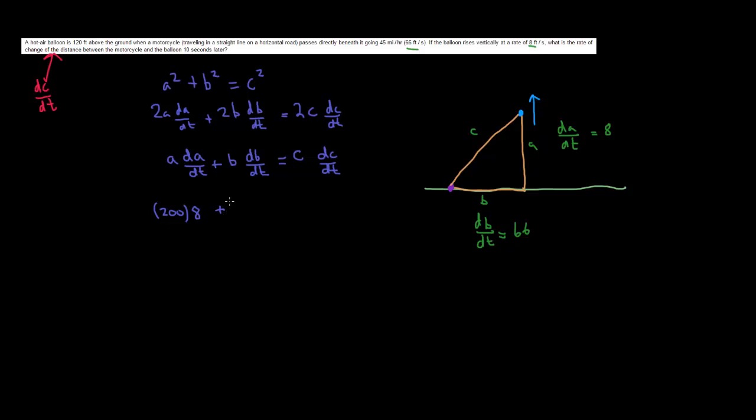What is B in this case? Well, 10 seconds later, the motorcycle is going 66 feet per second. So how far has the motorcycle traveled in 10 seconds going 66 feet per second? Well, that's just 660. And what is the rate of change of the motorcycle? Well, it's 66 feet per second.